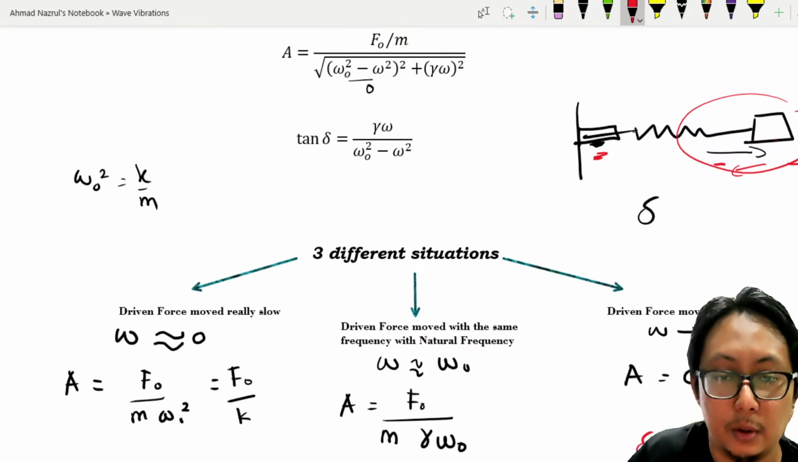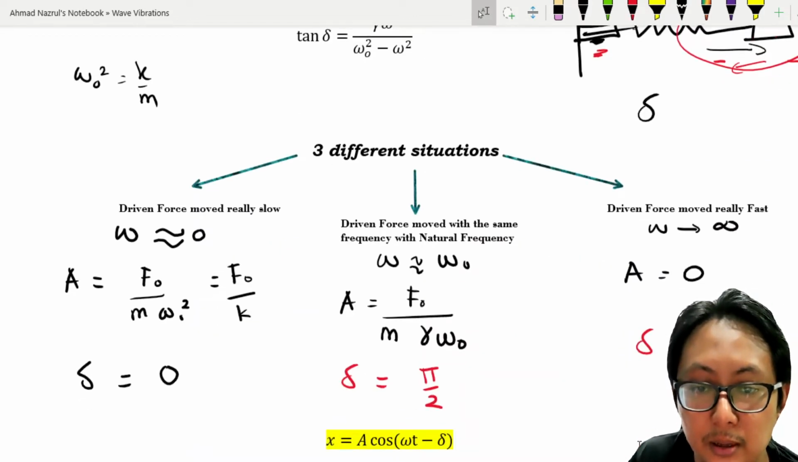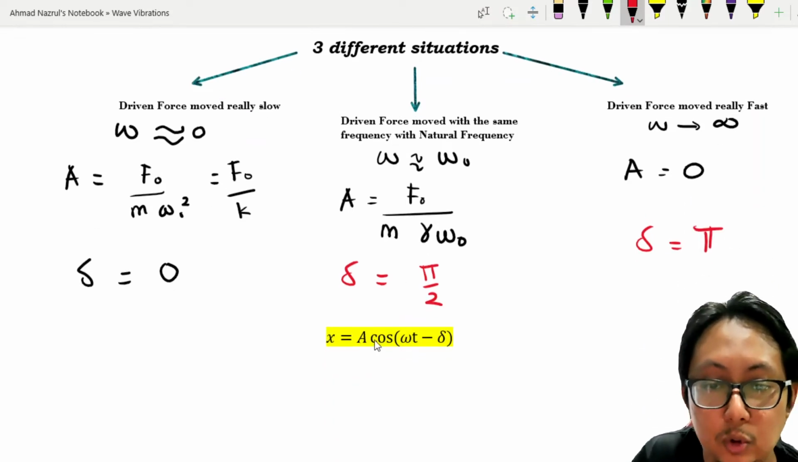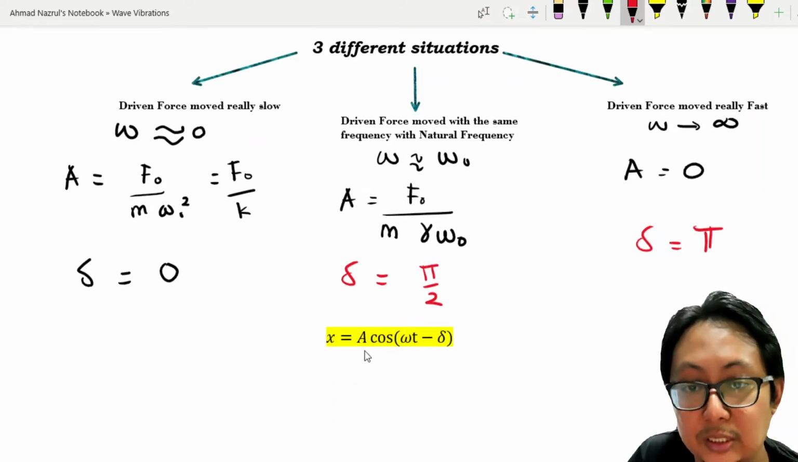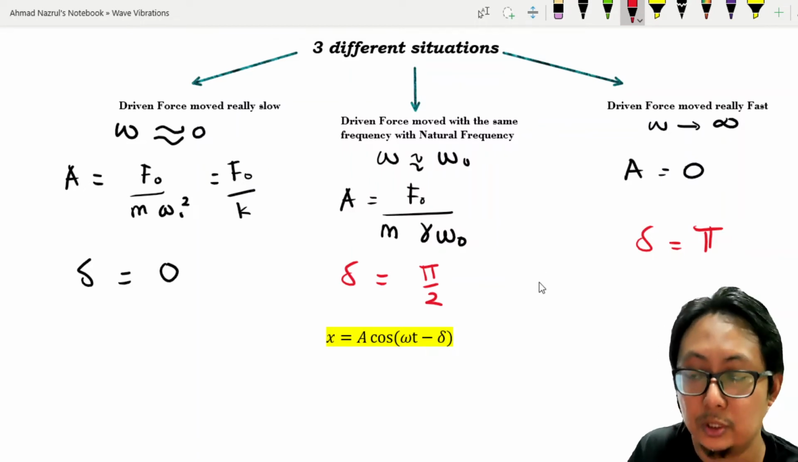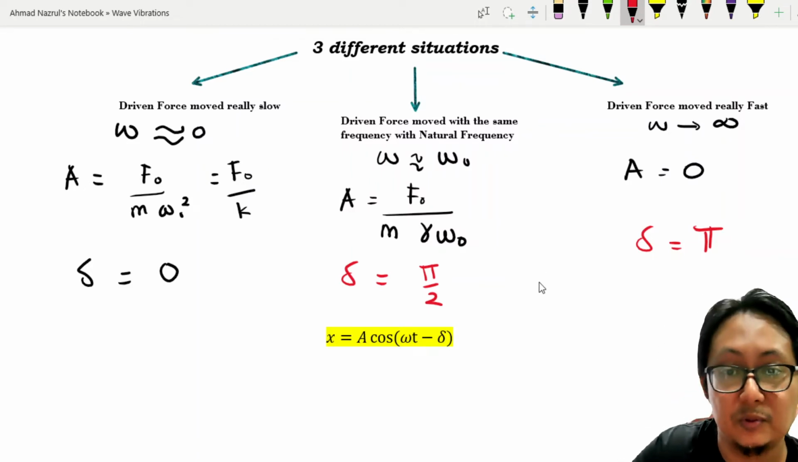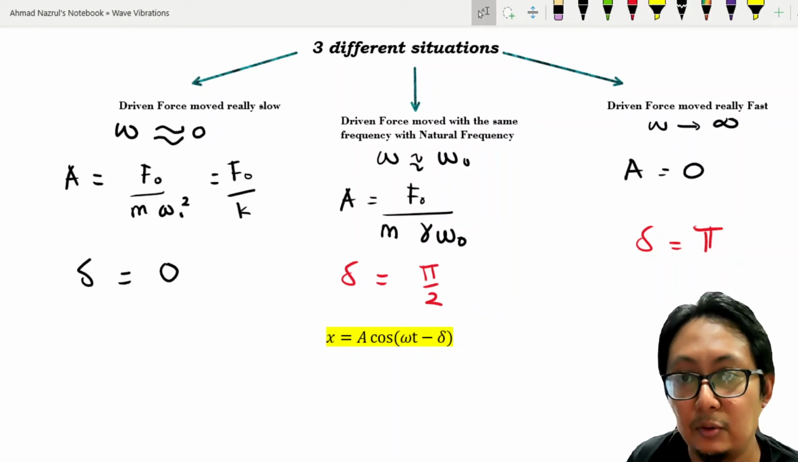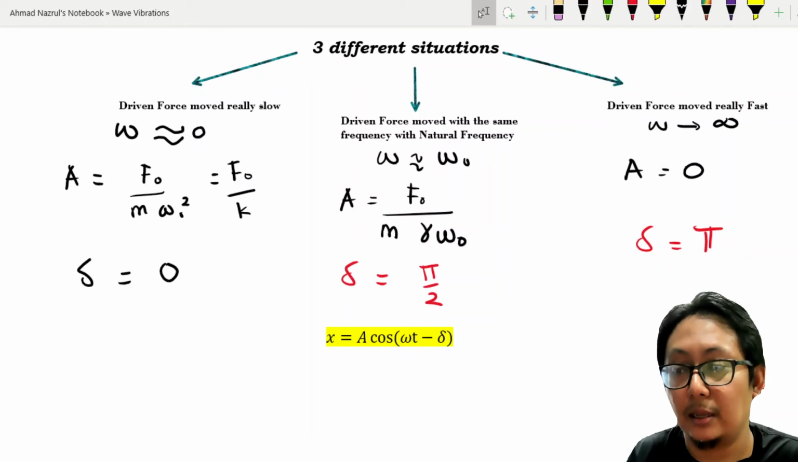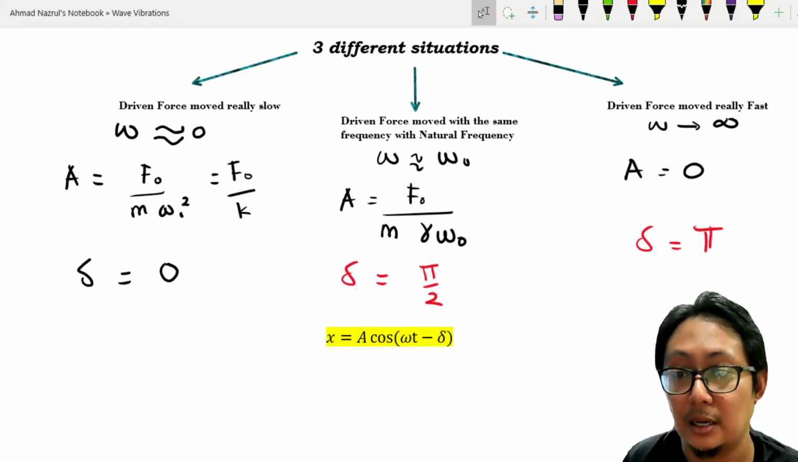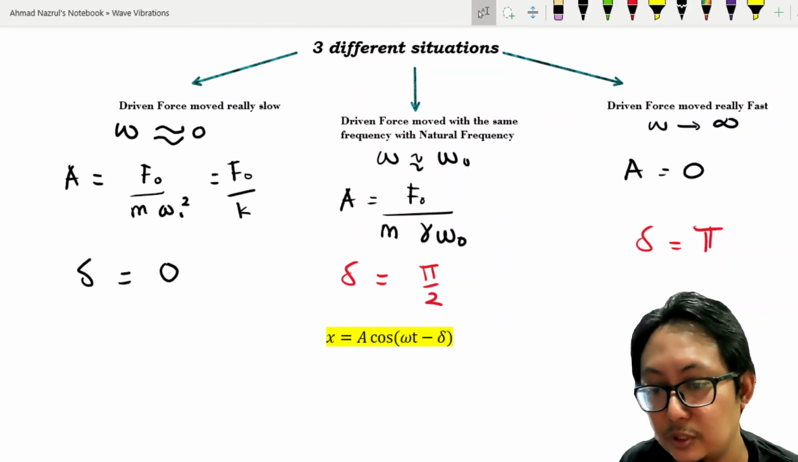When we convert back to the equation of the function of x, we have x equal to A cos of omega t minus delta, where A is the amplitude and delta is the phase between the two. Later, in the next video, we'll discuss pendulums, and then we can see an example of the physical way to explain this for the driven system.